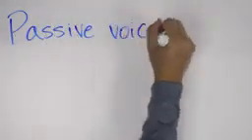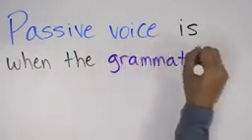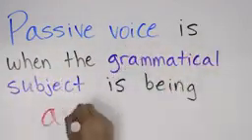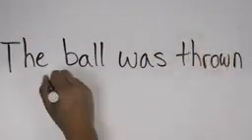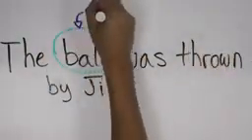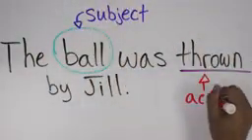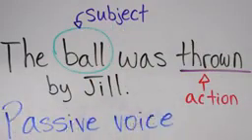Passive voice is used when the grammatical subject of the sentence is being acted upon by another object that may or may not be defined. Now let's try making the ball the grammatical subject of the sentence. The ball was thrown by Jill. Here, the thing acted upon is the subject of the sentence. This is an example of passive voice.